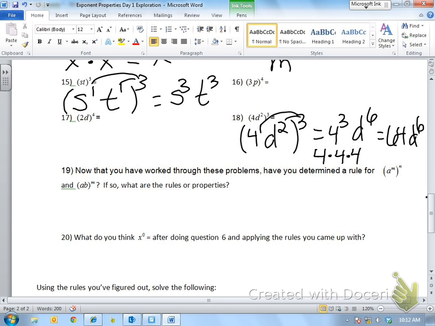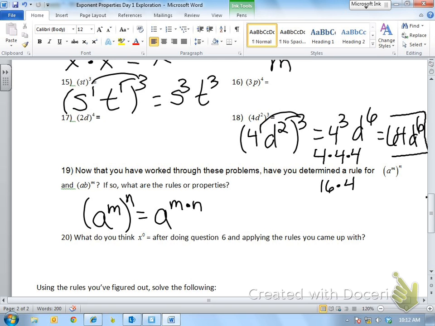Okay, so now we have another rule. We have a rule for a to the m to the n, which is multiply. So 4 cubed means 4 times 4 times 4. And 4 times 4 is 16. 16 times 4 is 64. So you're just actually multiplying it out when it is a number. Is that the answer? This one here is the answer. Good question.